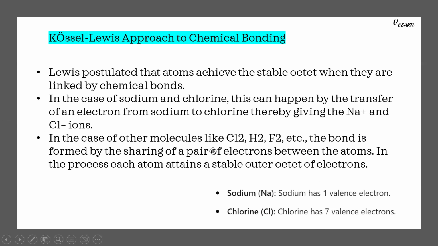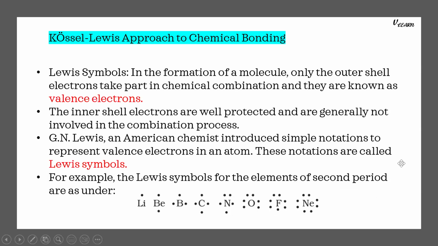In the case of other molecules like Cl2, H2, fluorine, etc., the bond is formed by the sharing of a pair of electrons between the atoms. In the process, each atom attains a stable outer electronic configuration. And next we will see about the Lewis symbol.